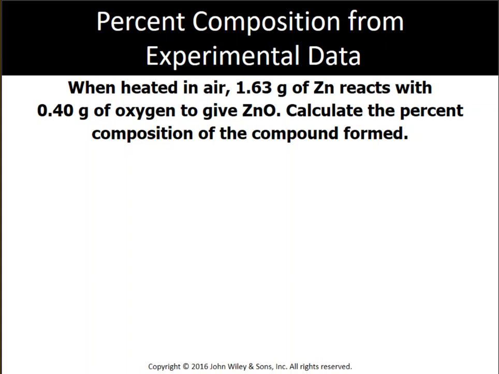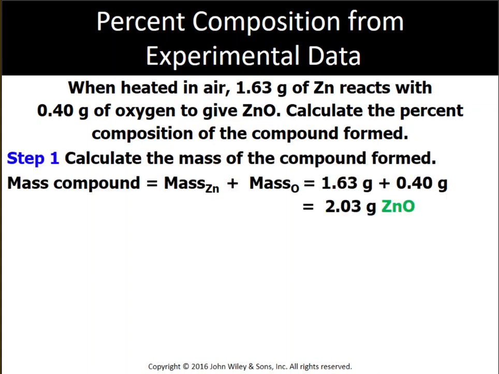And remember the law of conservation of mass. If you add up 1.63 grams of zinc and react that with 0.40 grams of oxygen, you should end up with exactly 2.03 grams of zinc oxide. So the total mass of your compound is 2.03 grams.